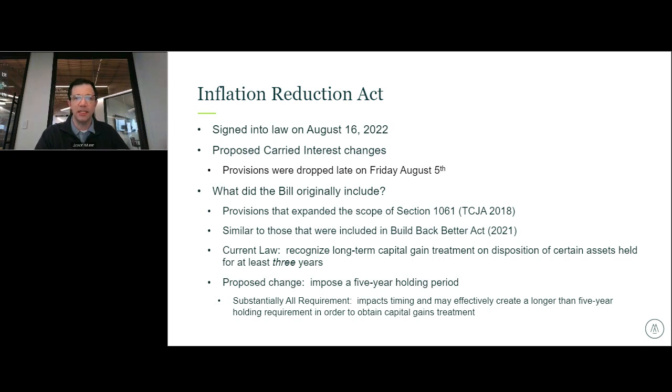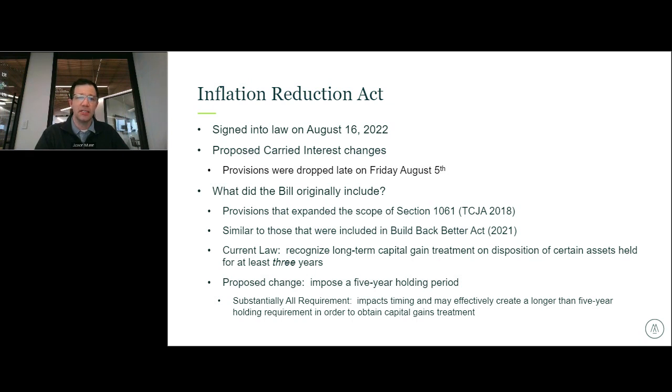The key thing really is that there were provisions that were going to expand the scope of Internal Revenue Code Section 1061. A lot of you are probably familiar, that was included in the Tax Cuts and Jobs Act in 2017 and was really the first attempt at curbing, if you will, the carried interest benefits that were historically allowed by the code.